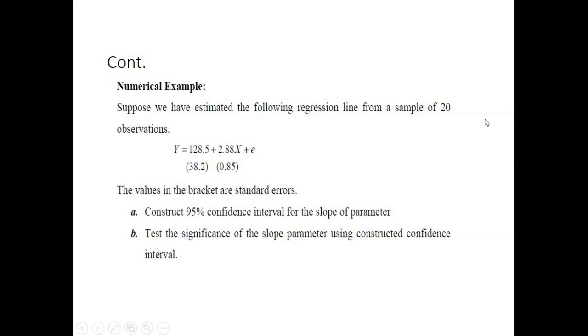Suppose we have a sample of 20 observations. Again, the equation of the regression line is y equal to 128.5 plus 2.88x plus e, the error term. Here is the beta value, the slope. The values in the brackets are the standard errors. So, construct a 95% confidence interval for the slope parameter, and second, test the significance of the slope parameter using the confidence interval.